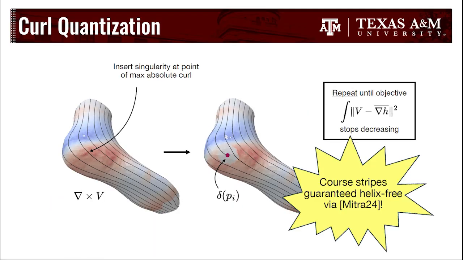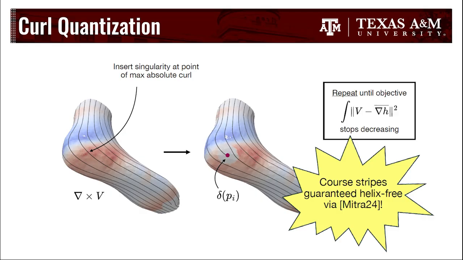This optimization problem can't be solved at once, as it would be a mixed integer problem. Instead, we approach it iteratively by starting with no singularities, then inserting a singularity at a point of max absolute curl, by computing the curl signal and correcting it through subtracting local impulse from existing singularities. Simultaneously, we mask out forbidden regions to satisfy constraints like helix-free strips.